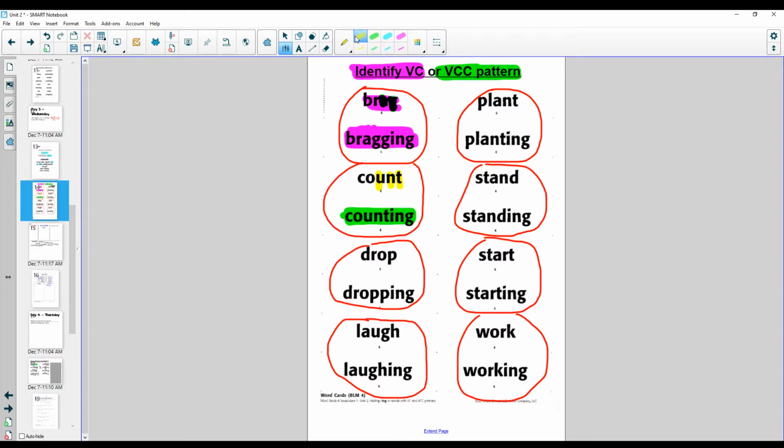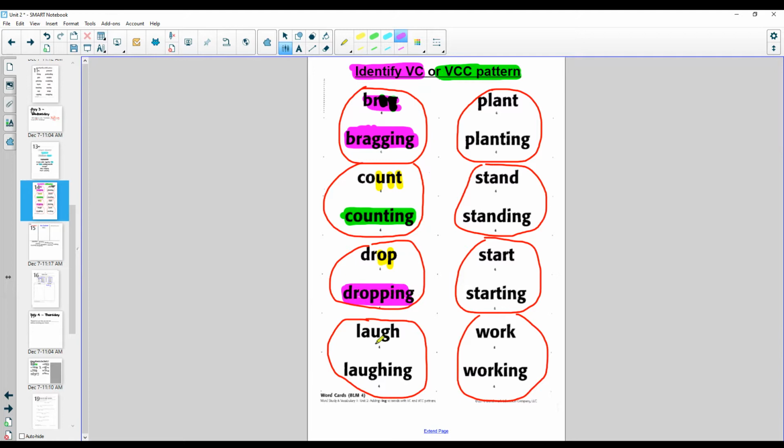All right, let's look at drop. This is a consonant. This is a vowel. So it's going to follow the vowel consonant. Look down here. What did they do? They doubled the P. They had to double it because it was vowel consonant.